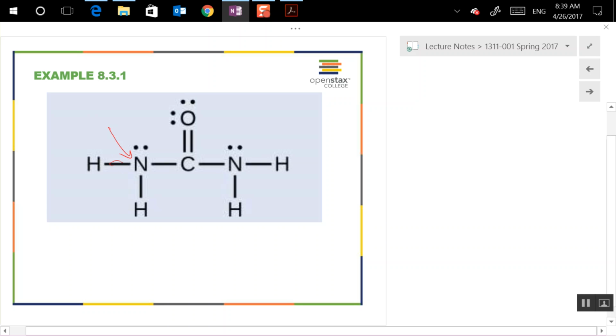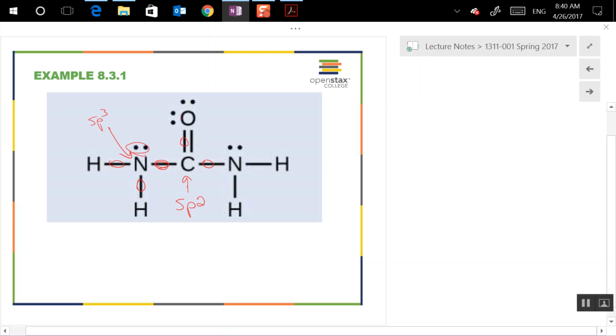So I have 1, 2, 3 sigma bonds, 1 lone pair. That's 4 hybridized orbitals, s and 3 p's. sp3. What is the hybridization of this carbon? Well, let's count the sigmas. 1, 2, 3 sigmas, right? No lone pairs. So what is that? sp2, to have 3, right?